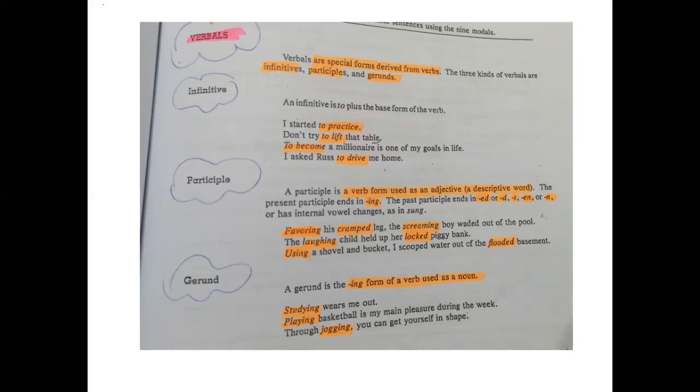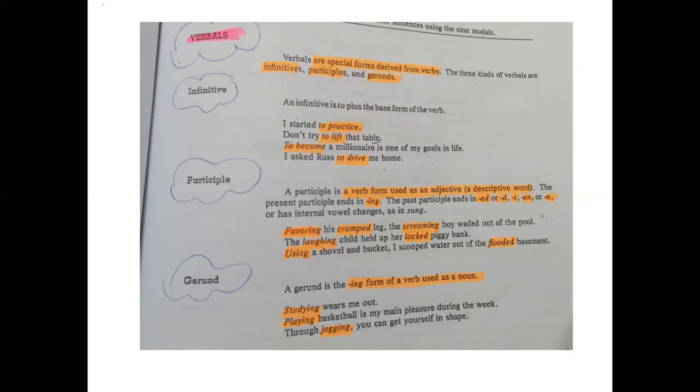Focus on a crammed leg. The screaming boy waded out of the pool. What's a crammed leg? زي إيده رجله التوت. I describe his leg to be crammed, ملوية. Now, crammed is not a verb. It's not a verb, okay? Crammed here, it is like verb 3. There is no have, has or had before it. So it's not a verb. It is an adjective.